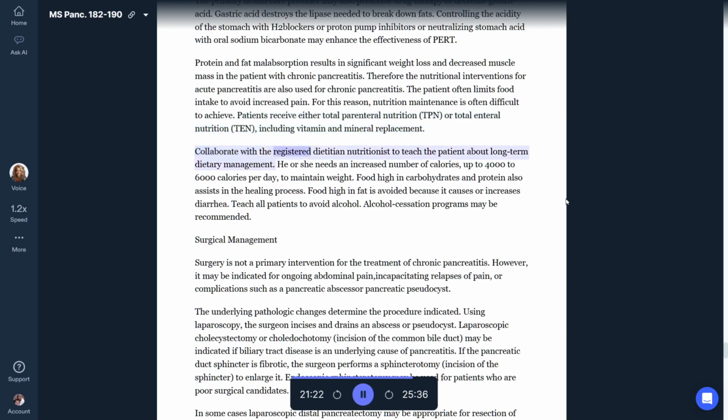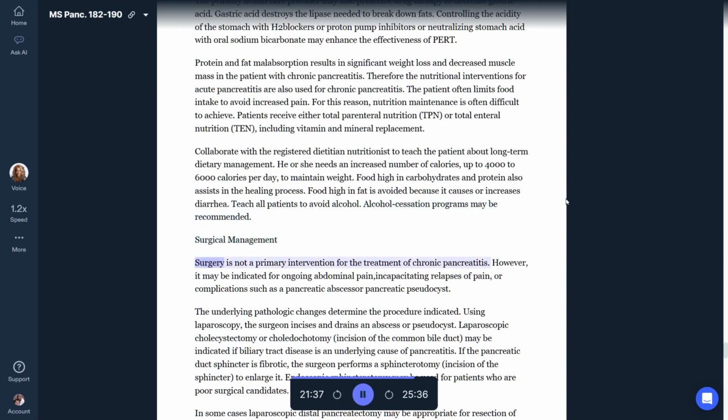Collaborate with the registered dietitian nutritionist to teach the patient about long-term dietary management. He or she needs an increased number of calories, up to 400 to 600 calories per day, to maintain weight. Food high in carbohydrates and protein also assists in the healing process. Food high in fat is avoided because it causes or increases diarrhea. Teach all patients to avoid alcohol. Alcohol cessation programs may be recommended.